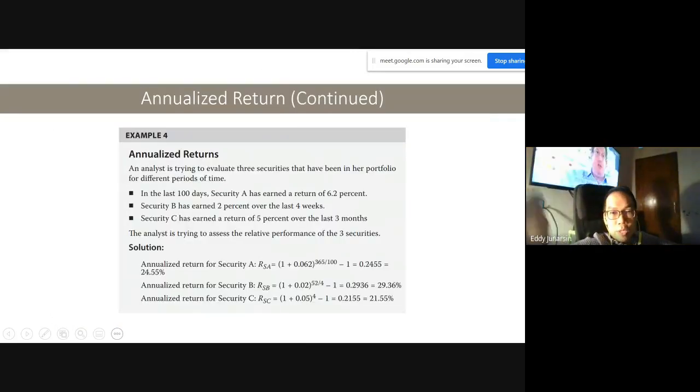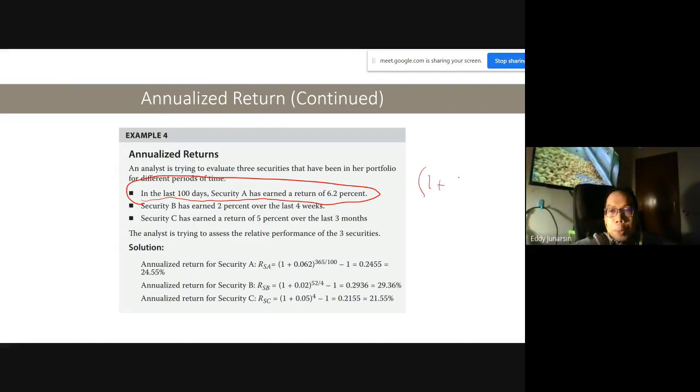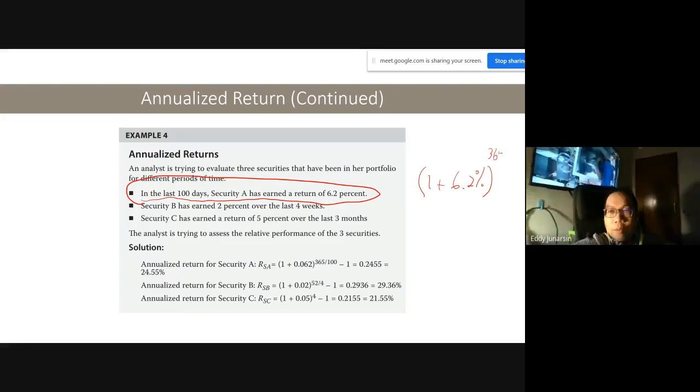You'll see some examples here. The last 100 days, can you tell me quickly? Last 100 days. So 1 plus the return, to the power of 365 over 100. Yeah, the number of days in the year divided by the number of days that you use.